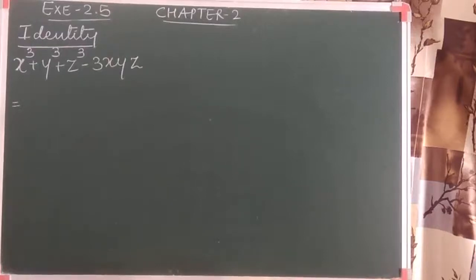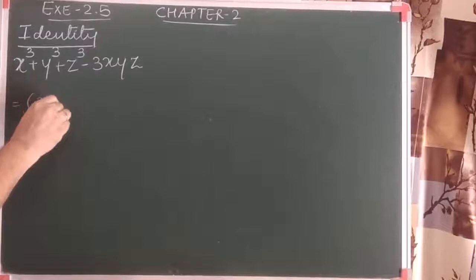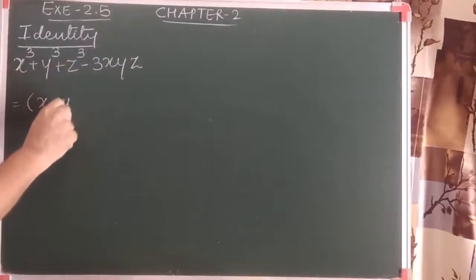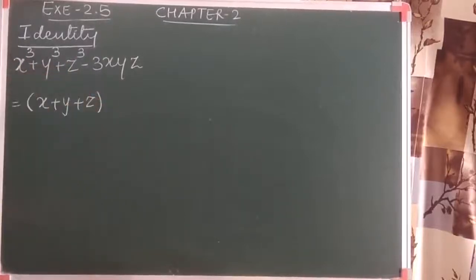Given the new identity, it is x cube plus y cube plus z cube minus 3xyz. So let's learn this. It's quite easy. You should remember that the terms which are given as perfect cubes should be written here: x plus y plus z.